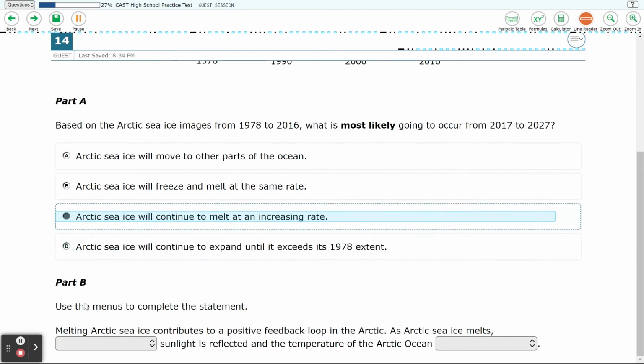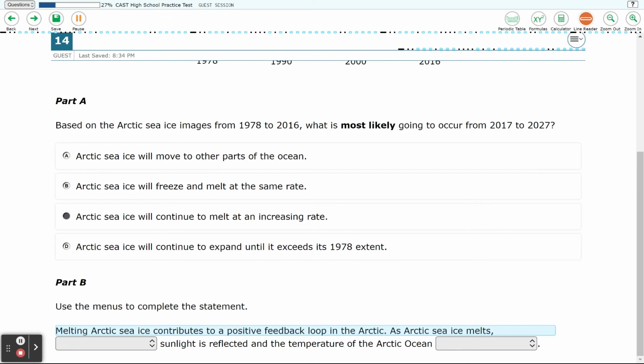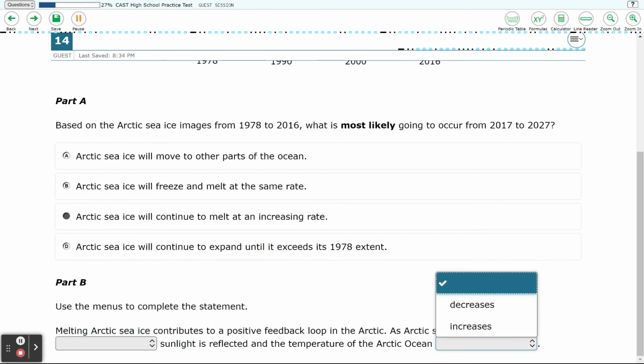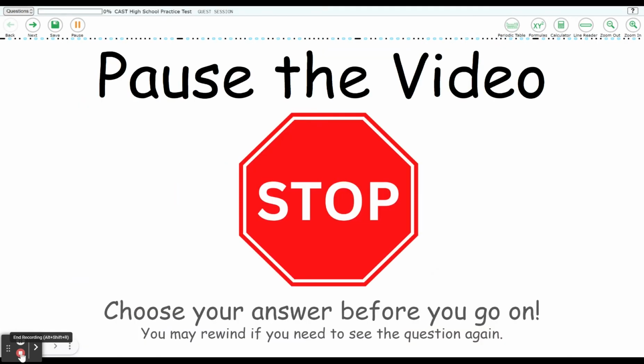Part B, use the menus to complete the statement. Melting Arctic sea ice contributes to a positive feedback loop in the Arctic. As Arctic sea ice melts, more or less sunlight is reflected, and the temperature of the Arctic Ocean decreases or increases. Go ahead and mark your answers now.